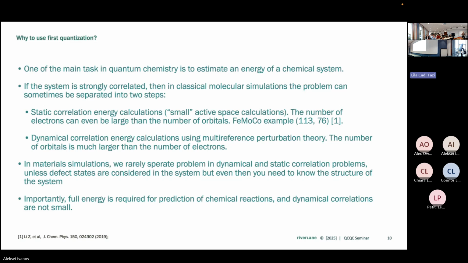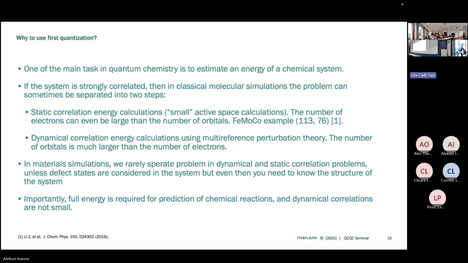So when we try to simulate chemistry, and if the system is strongly correlated, usually we separate the problem into two steps. In the first step, you try to choose a small subspace in your Hilbert space. It's called active space, to account for so-called strong correlations, static correlations, so to account for the multi-determinantal nature of your wave function. And indeed, in this case, the number of electrons can be even smaller than the number of orbitals.